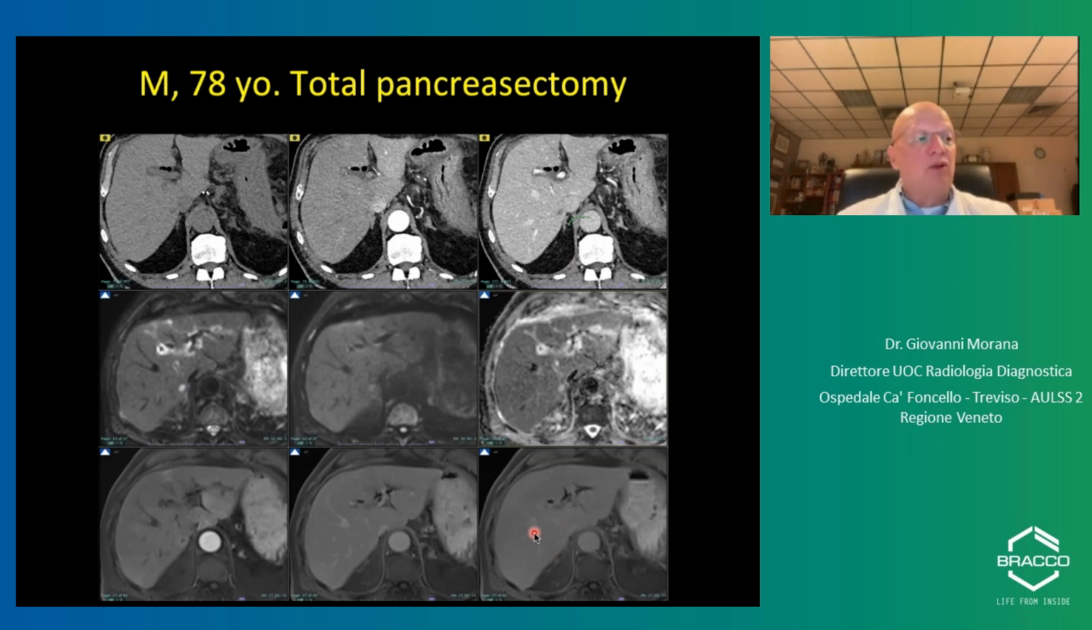So this was a small hemangioma with some fibrotic changes in the center, which prevent an early enhancement. But if we wait minutes and minutes, we can see it. This was done with Multihance because Multihance allows us to have a very good delayed hepatic phase.